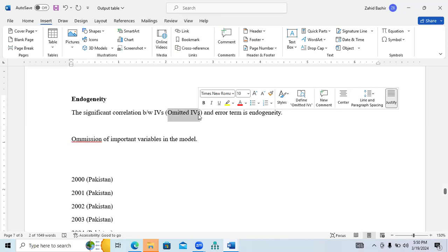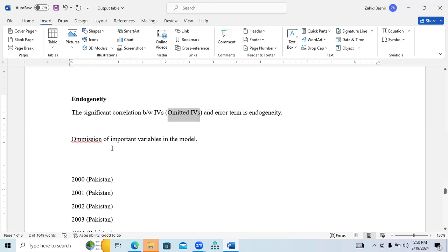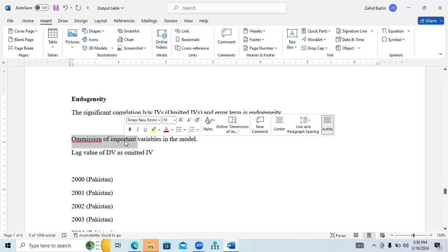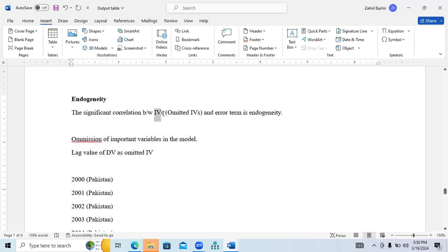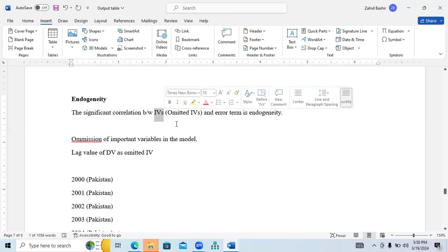Then in that case, in case of variable omission, we may consider the lag value of the DV as the omitted IV, and we will resolve the endogeneity issue with this. But if there is no variable omission, then you may consider the existing IVs as endogenous variables.